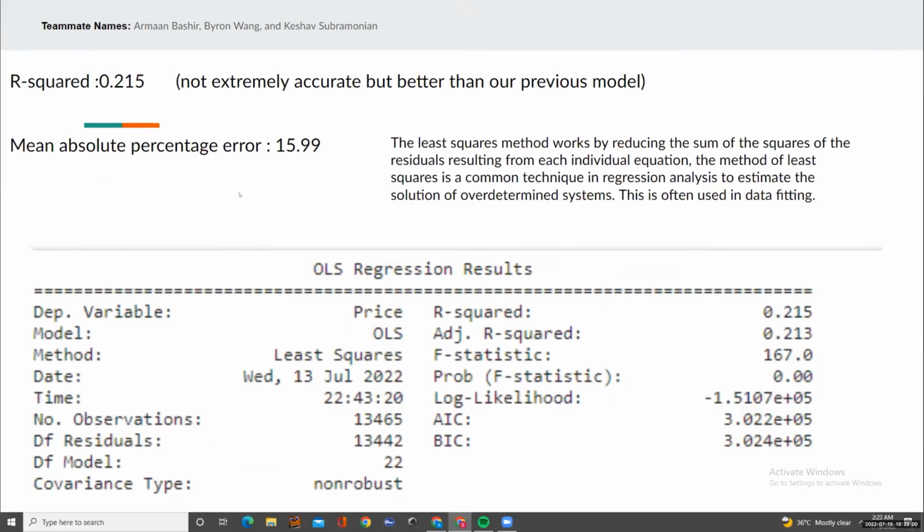So as we already said, to test our accuracy, we used the R-squared and mean absolute percentage error. Our R-squared value was 0.215 and our mean absolute percentage error was around 16. We also had an F statistic of 167. The method we used was the least squares method, which works by reducing the sum of the squares of the residuals resulting from each individual equation. The method of least squares is commonly used in regression analysis to estimate the solution for overdetermined systems, and it's also often used in data fitting.